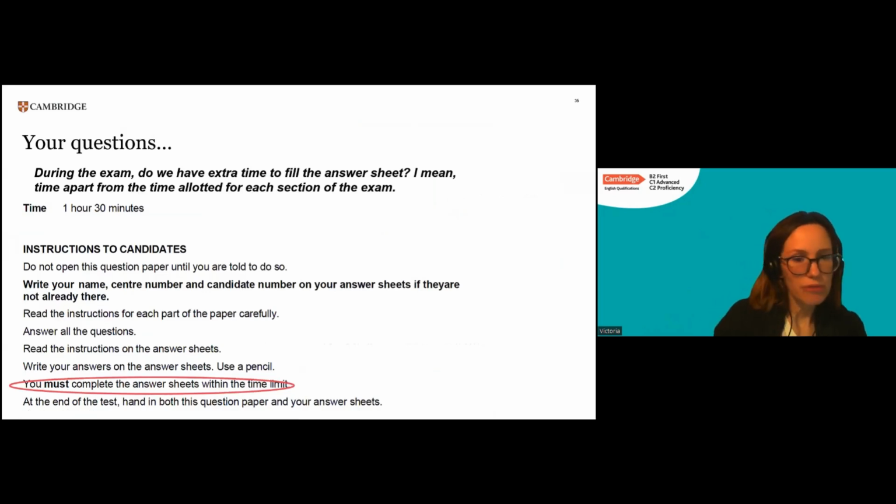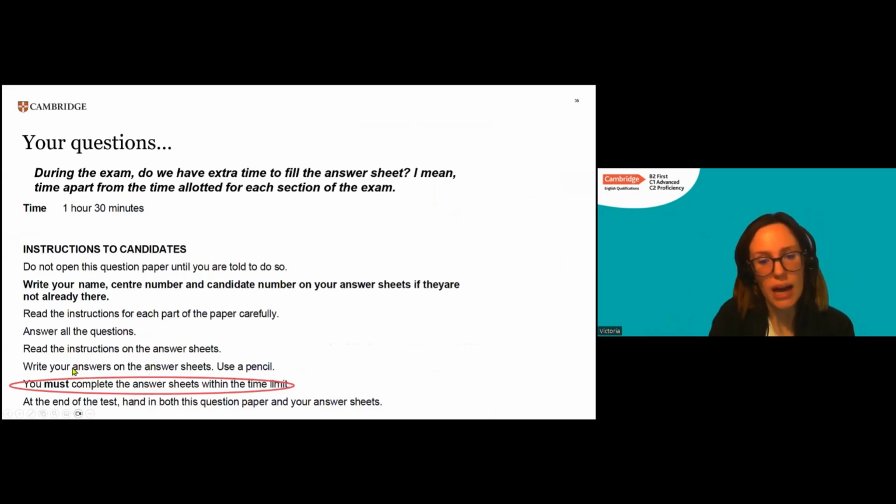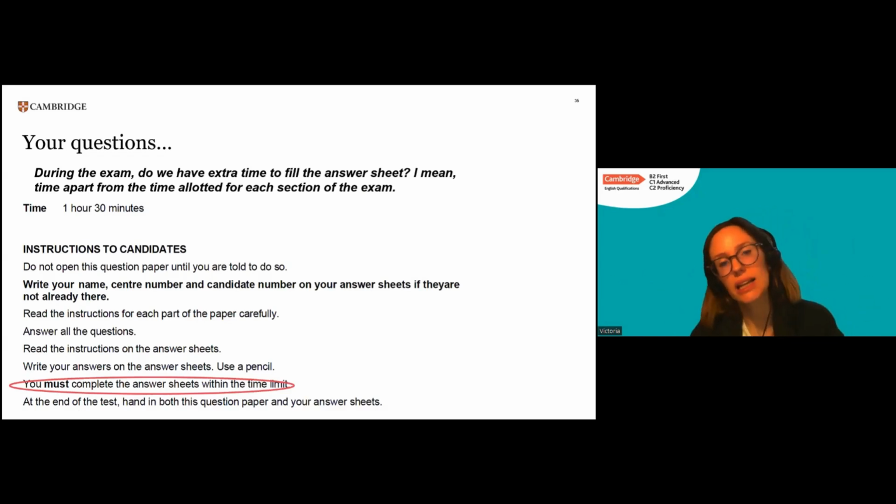One more question coming from you in terms of time. Do we have extra time to fill in the answer sheets? Well, don't worry about these. It will be in the instructions that you see the day of the exam. Here, for instance, you must complete the answer sheets within the time limit. Okay, so for the reading and use of English paper, no extra time. You must complete the answer sheets within the time limit. And you may want to transfer your answers as you are completing the different parts, so you don't have to do it at the end, maybe a bit rushed, so you avoid making mistakes.